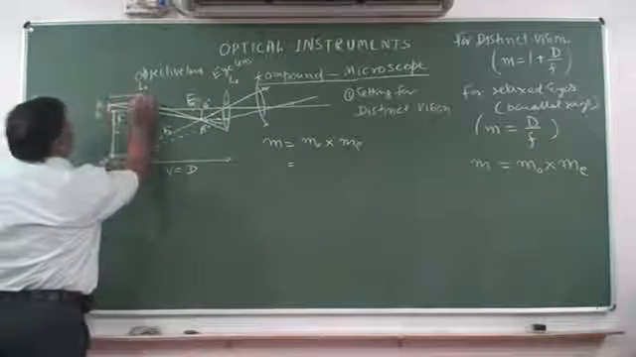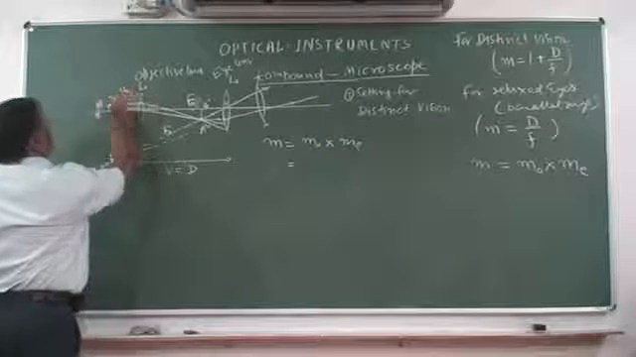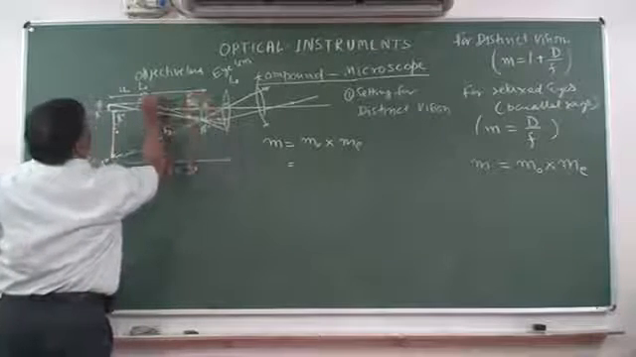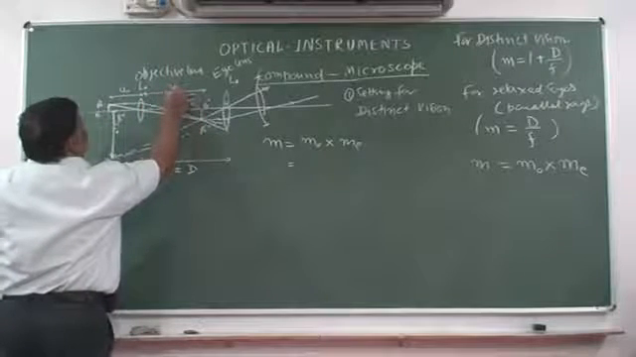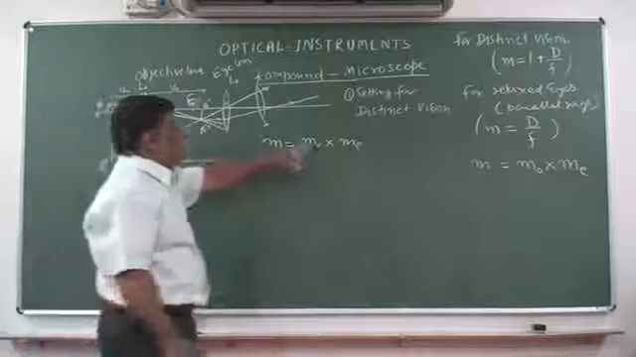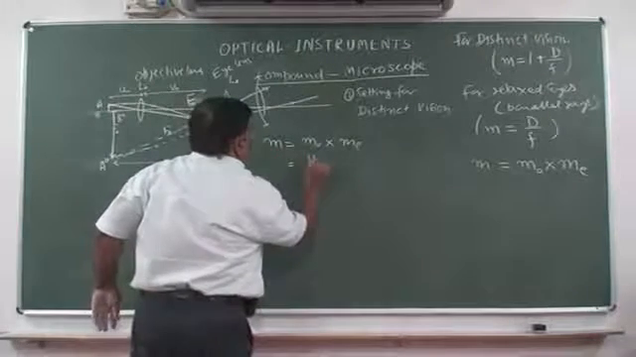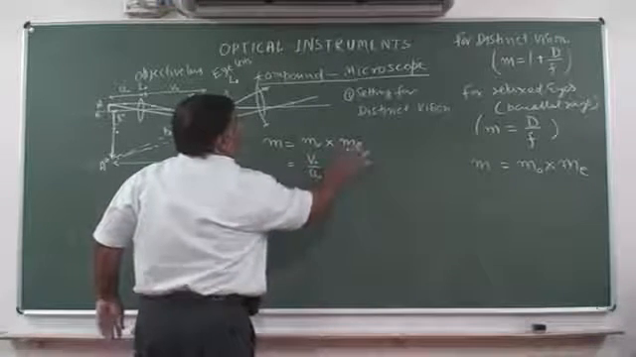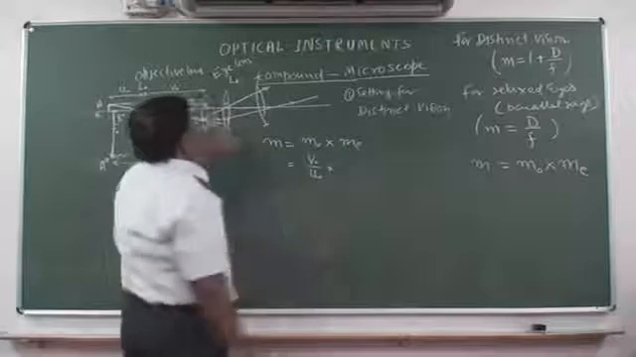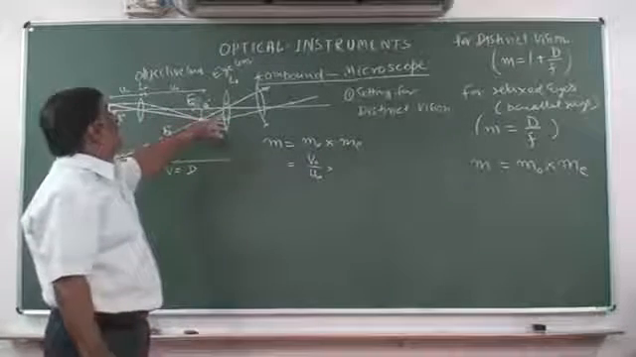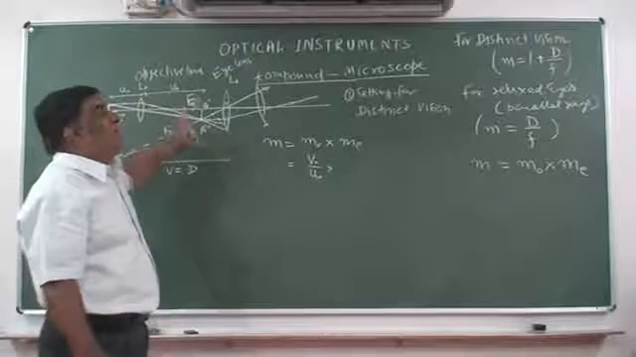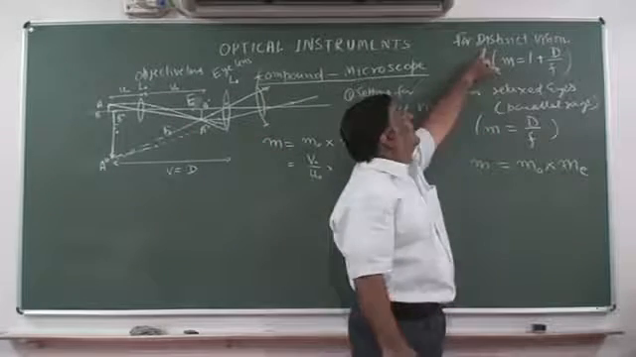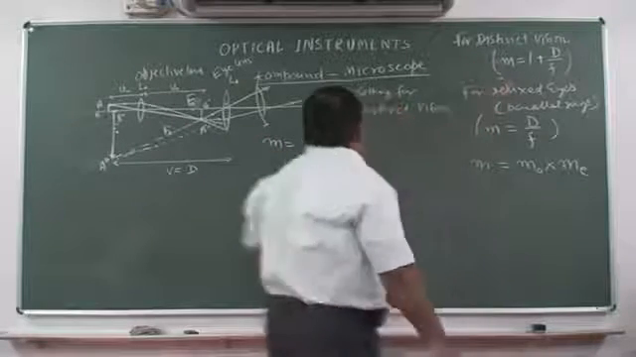This is U for objective, and from here this is V for objective. So this we can write as V objective, U objective, multiplied by ME, magnification by eyepiece, and this is in the setting of a simple microscope. So we can use the formula of simple microscope. Which formula? This or this? We are doing it for distinct vision, so we will use this formula.